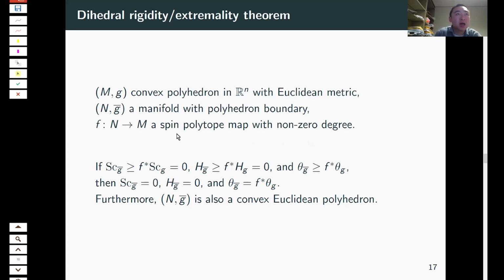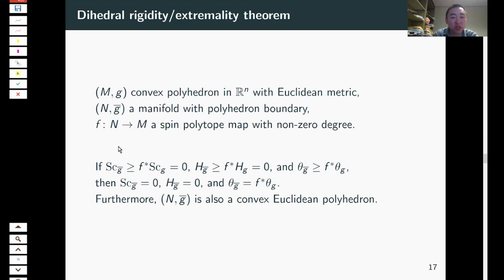So here, for simplicity, I just assume that we're comparing two manifolds, where the second manifold M is a Euclidean polyhedral, convex polyhedral, and the manifold N is just a manifold with polyhedral boundary, and we have a spin map with non-zero degree mapped to it. Okay. And we want to prove that if we have scalar curvature comparison, mean curvature comparison, and dihedral angle comparison, then we get all equal. And furthermore, this N manifold is also flat. It's also a convex Euclidean polyhedral. That's what we want to prove.